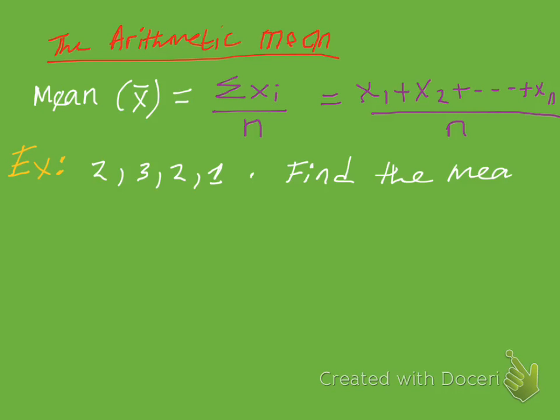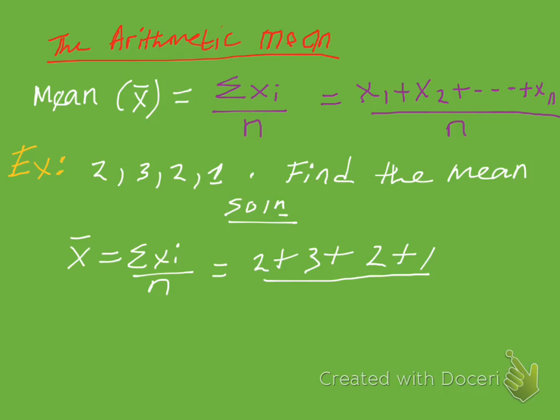A set: 2, 3, 2, 1. Find the mean. The solution: x bar, the formula is the sum of xi over n. Sum of xi is 2 plus 3 plus 2 plus 1 over n. You can count the number of elements in the set. There are 4.